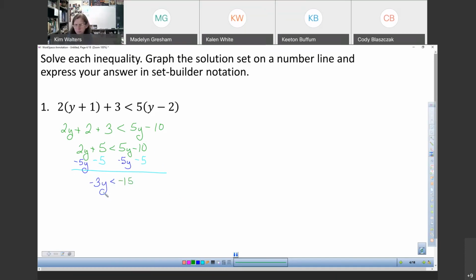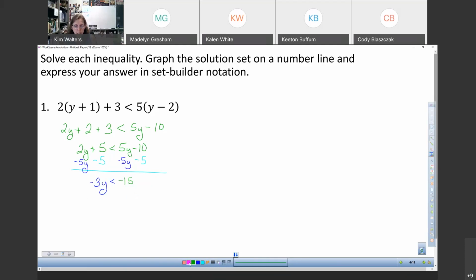Now, like I said, multiply or divide by a negative, we flip the sign around. We add and subtract, we don't flip the sign around. It's only flipped and only turned around if you multiply or divide, okay? Not add or subtract. So here, to solve this, I have to divide both sides by negative 3.